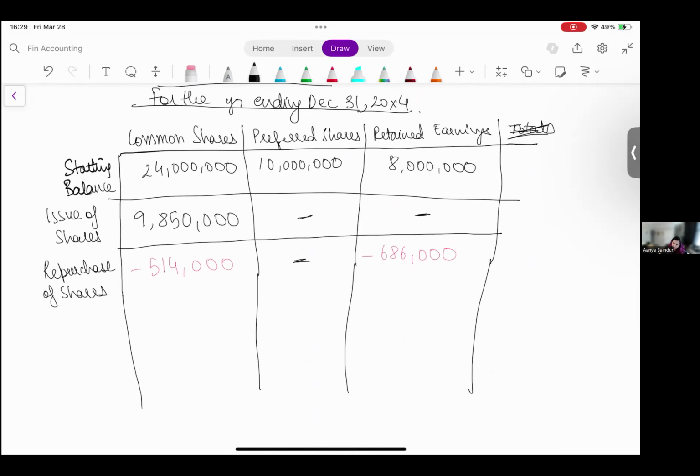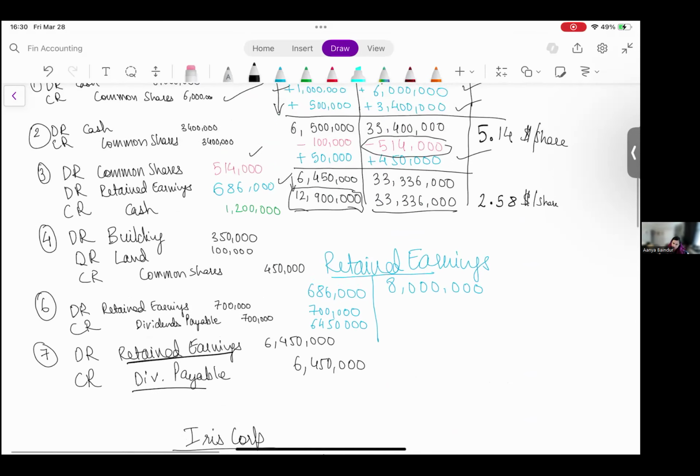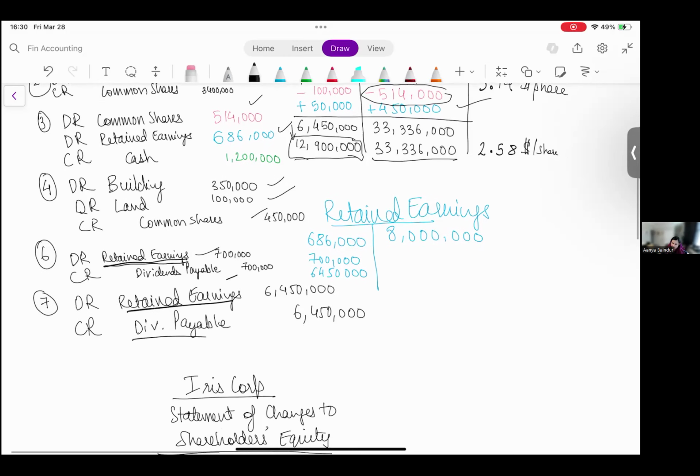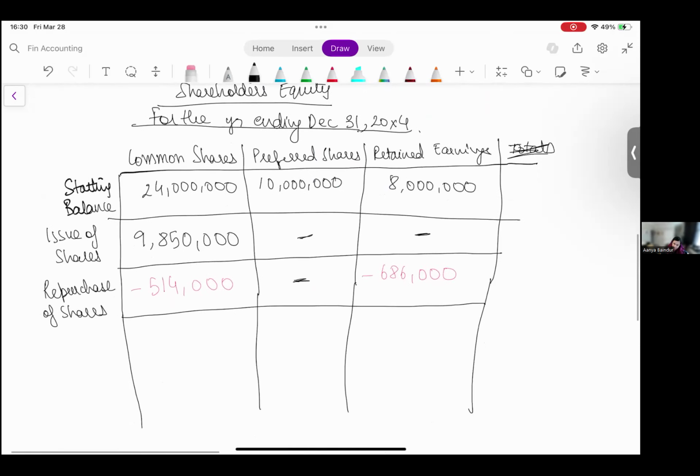Okay, what other changes have we made in our journal entries? So we've issued land, but that already happened in issue of shares. Then we have issuing of dividends. As you can see, when we issue dividends, we have to pay it out of retained earnings. So we'll have to put down the value of this as this plus this. Let's go and write that down.